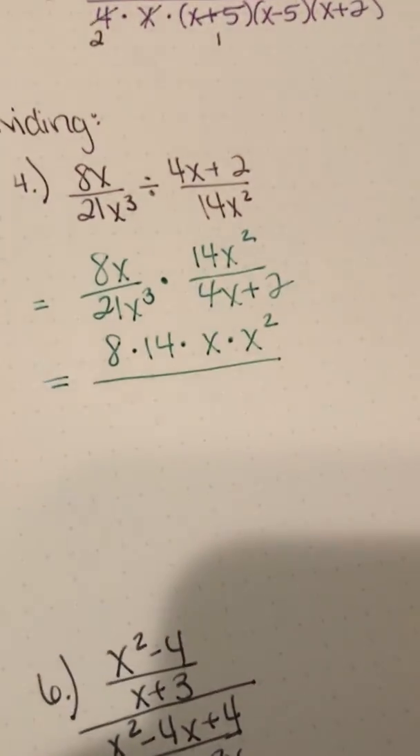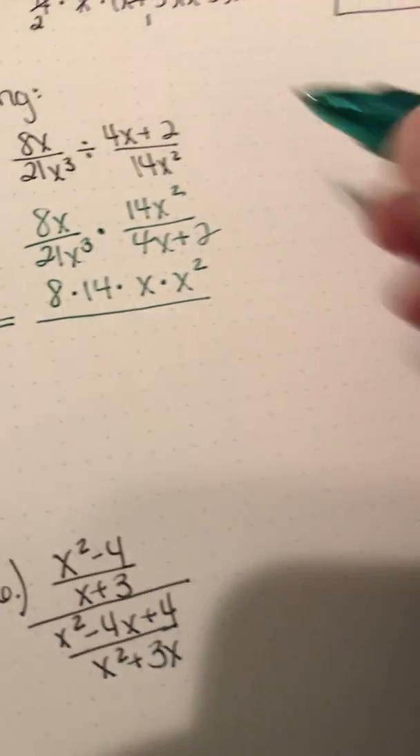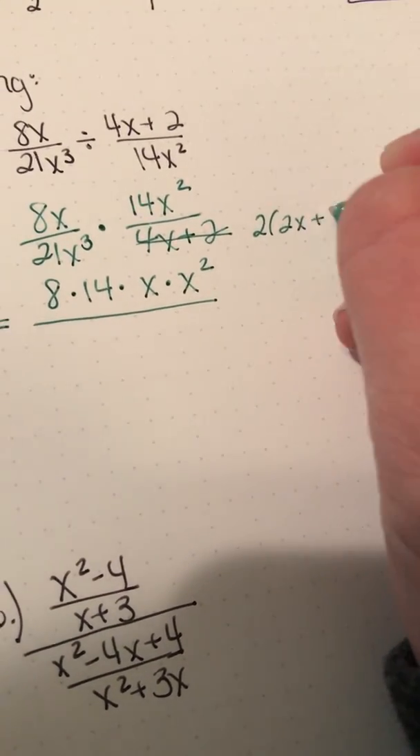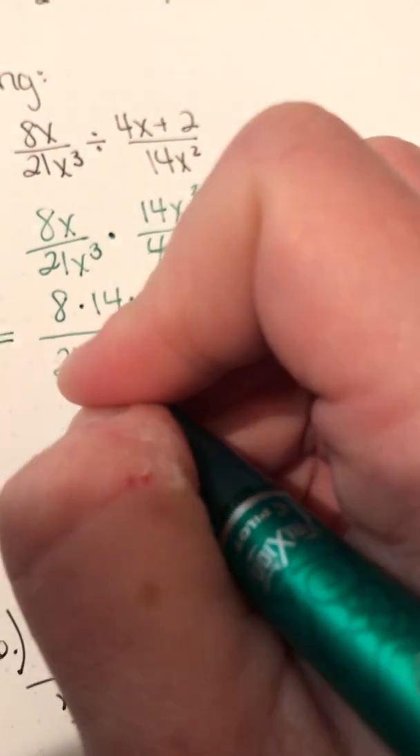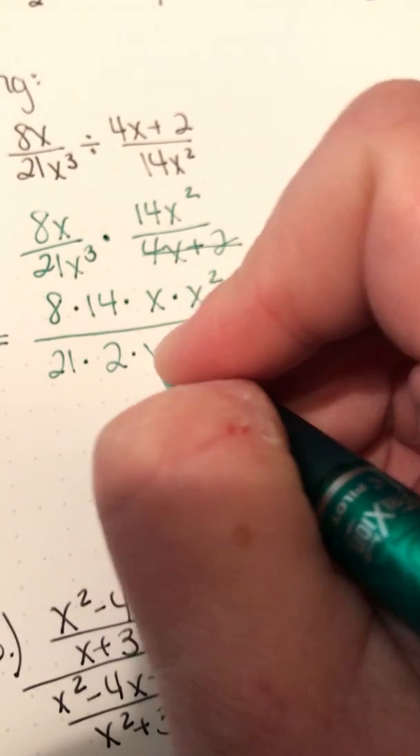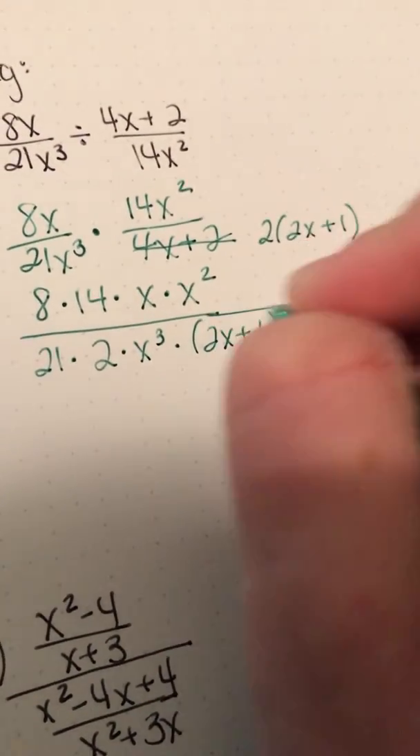And then on the right-hand side, this does have a greatest common factor of 2. Okay, so I'm going to factor this to be 2 times 2x plus 1. So now in the denominator, I have 21 times 2 times x to the third times 2x plus 1.